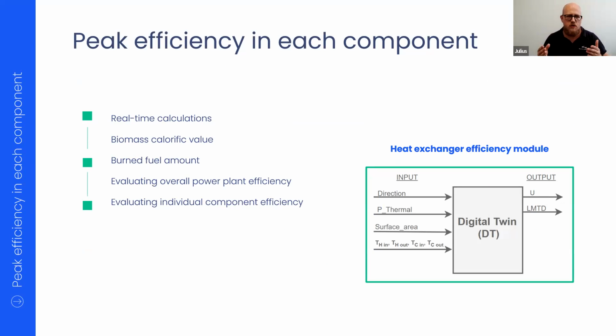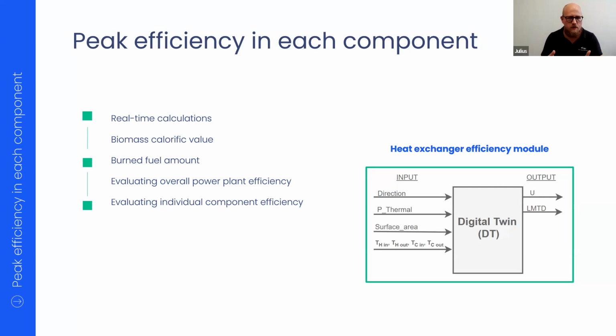Okay, so now we go in more detail about the digital twin. First, I'd like to note that all of the calculations are done in real time. We use reverse engineering to calculate, for example, the amount of burned fuel and the calorific value of the fuel. In other words, we use the output of the power plant to understand the input. The digital twin is like a black box where the algorithm is running and it interprets from the output into the input.